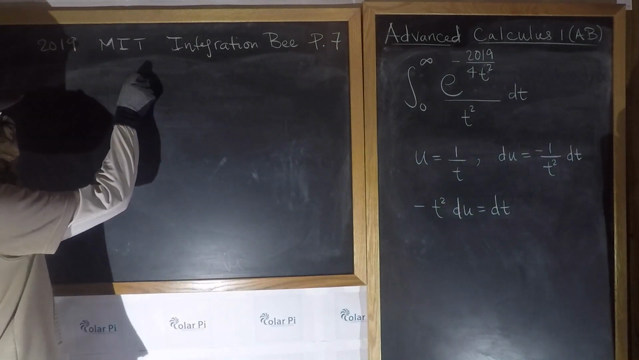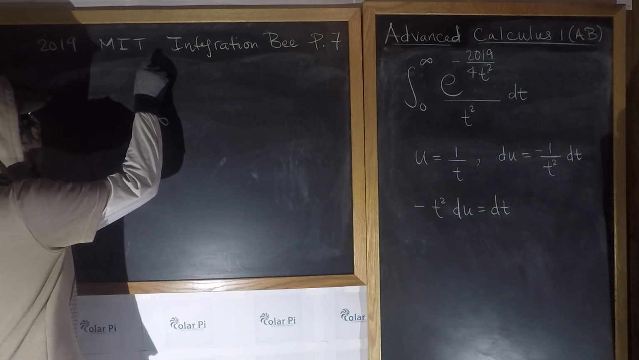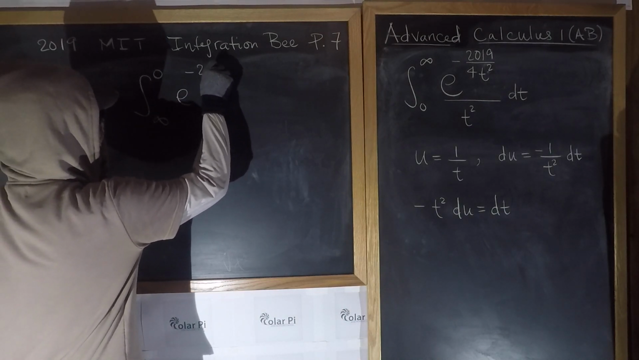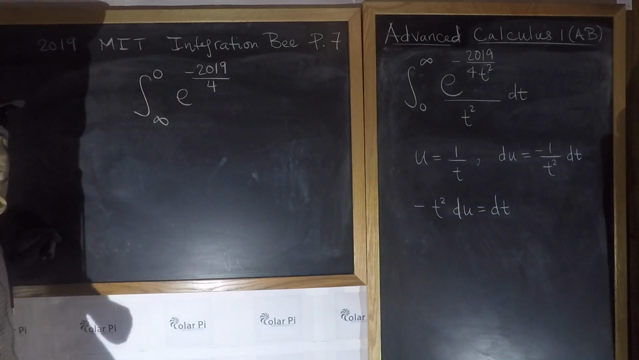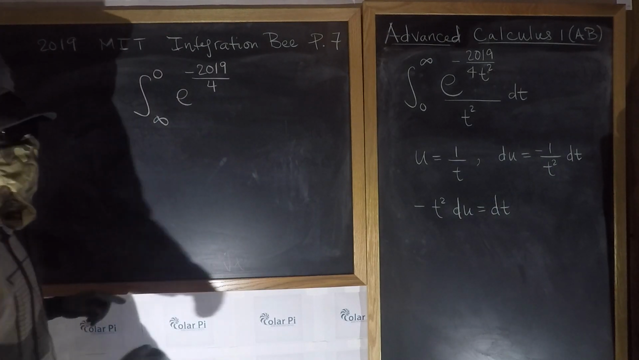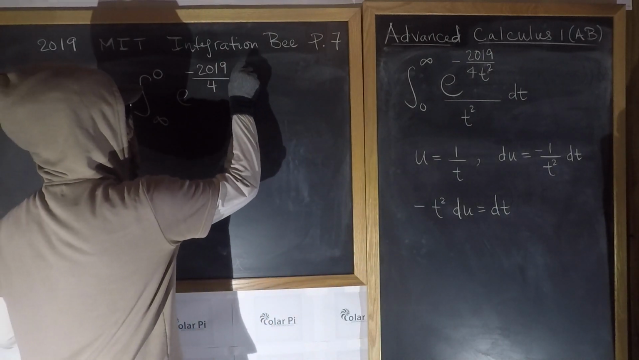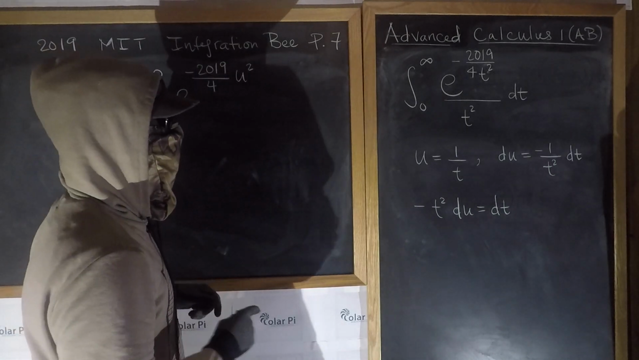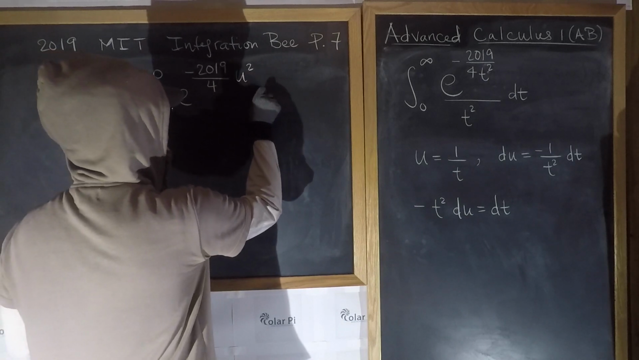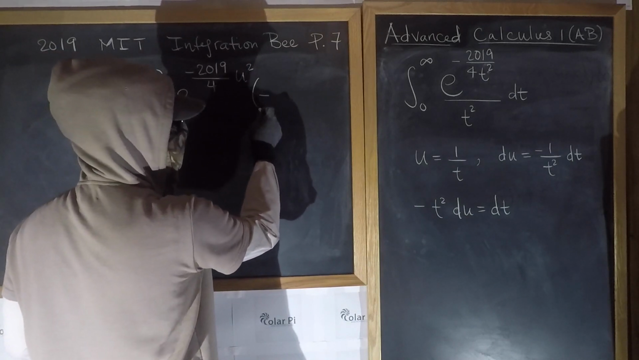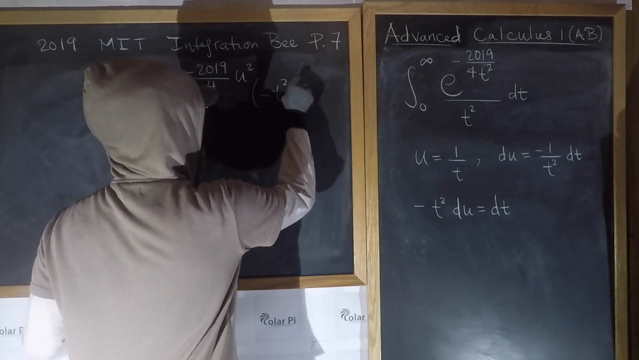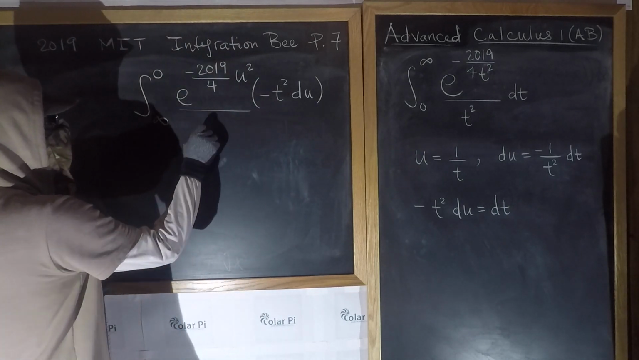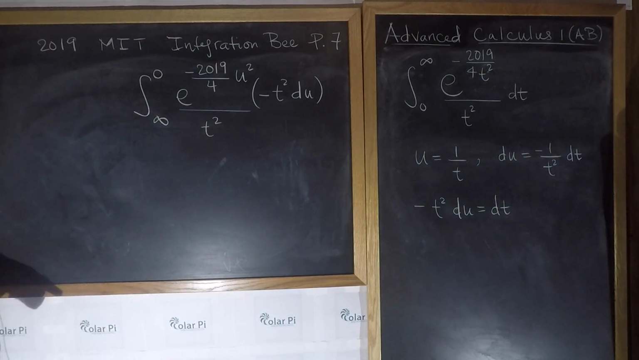Meaning our integral is going to be from infinity to 0, and then e to the negative 2019 over 4 times 1 over t all squared, but 1 over t is u, so u all squared. Now do you see why this is like the Gaussian integral? And then dt is negative t squared du, so times negative t squared du. And of course we still have here in the denominator our t squared. And this is what I was talking about earlier.